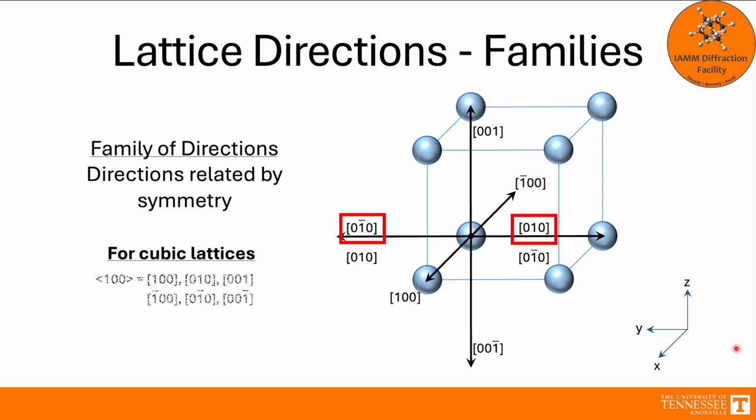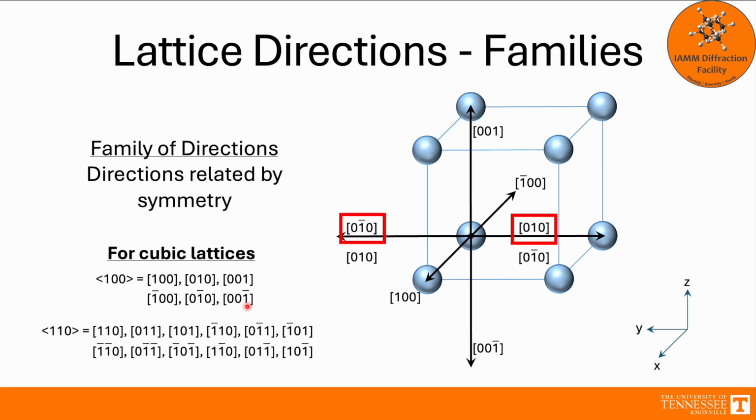So for a cubic lattice, the 1, 0, 0 family of directions, and we write that between these types of brackets, they correspond to pretty much the entire combination set of 1, and 2 zeros with that 1 at each position, and then the negative of that as well. Similarly, for the 1, 1, 0, it's every combination of positive and negative 1s where we have 2 1s and a single 0. So you can kind of look through all of these and see how that gets set up.